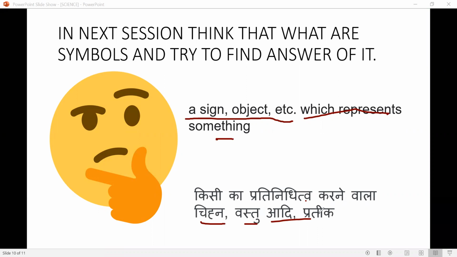Okay, hope this topic is also clear to you. Symbols, you have to try to find the answer. Today only I will upload the video of both these topics. We will learn symbols in the next class, and then we will learn the formulas. What are formulas? We will learn what information a formula gives.